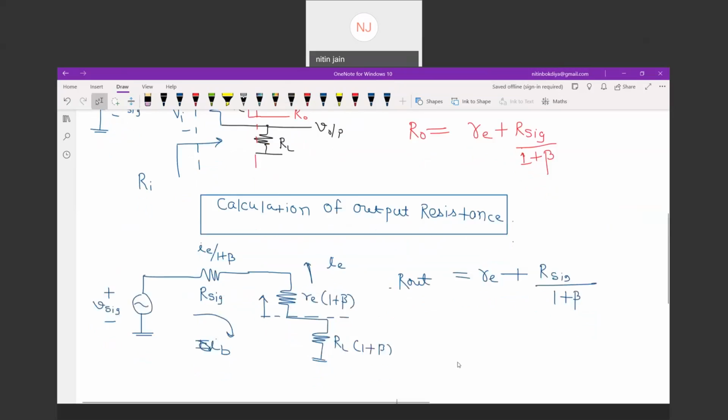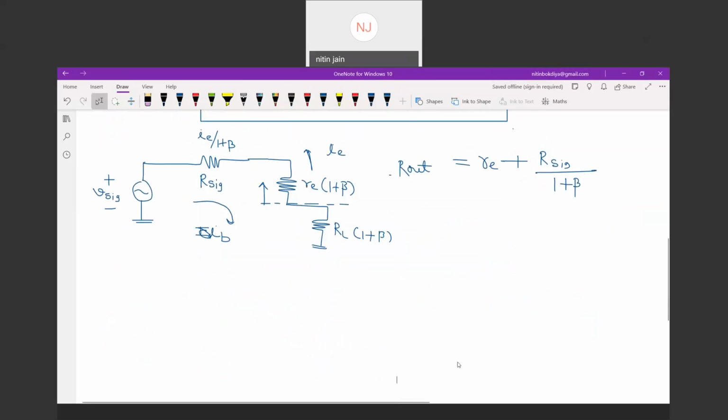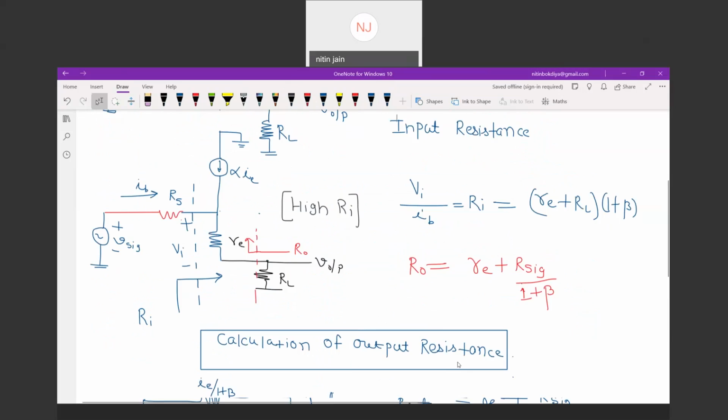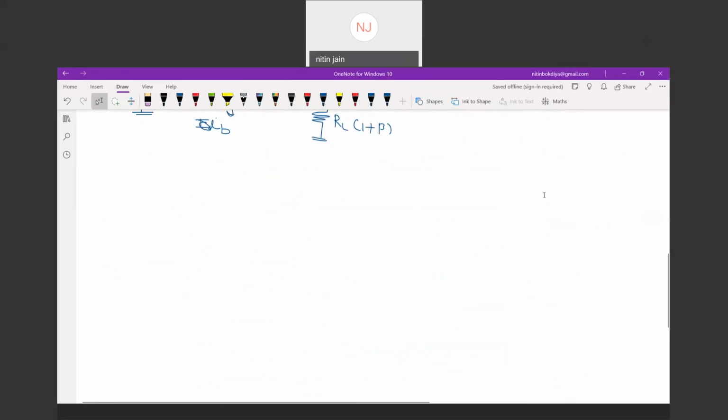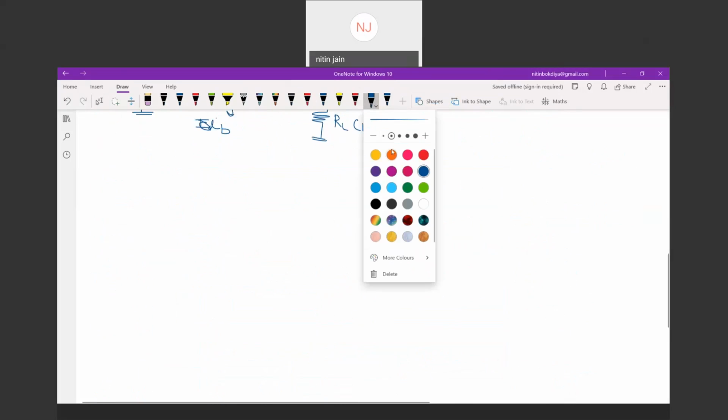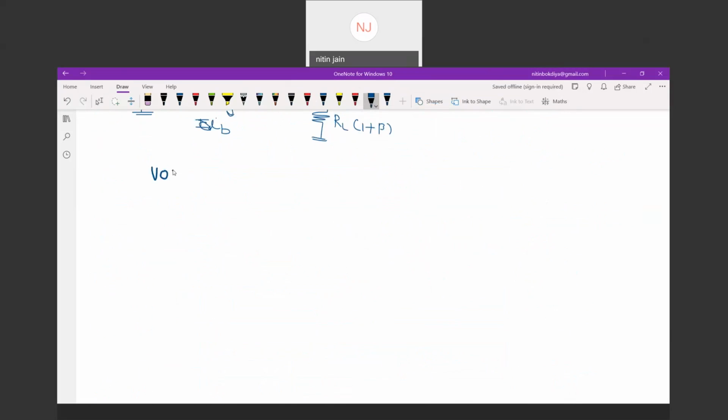Now the voltage gain of this amplifier. The calculation of voltage gain is quite easy. To calculate the voltage gain, how will we proceed? Let's draw it again. The next is the voltage gain calculation of CC.